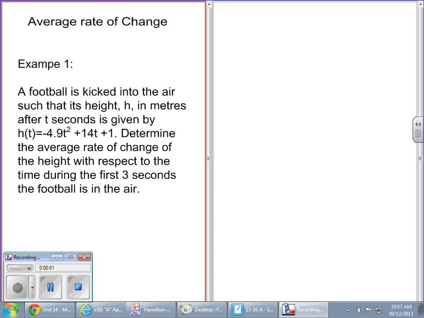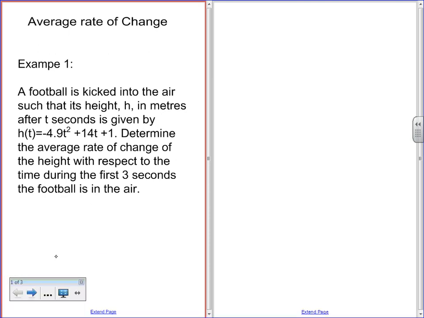Our unit on the rates of change. Today we're going to start with the average rate of change.